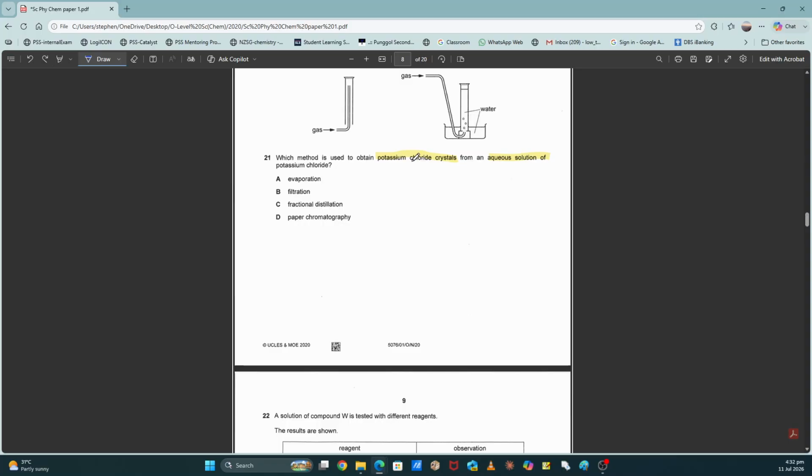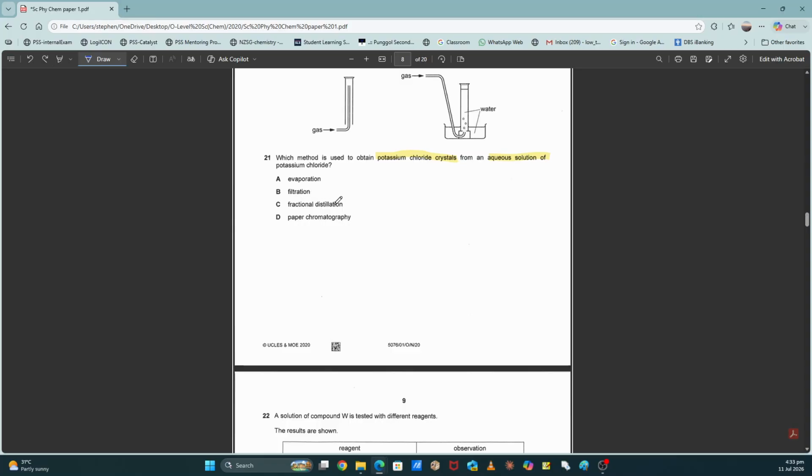It is as if I change the question to which method is used to obtain sodium chloride crystals from an aqueous solution of sodium chloride salt. How on earth do you get the salt? Can it be by filtration? Of course cannot because the dissolved salt will pass through the filter paper, right? So you cannot collect sugar from sugar solution by filtering it through the filter paper.